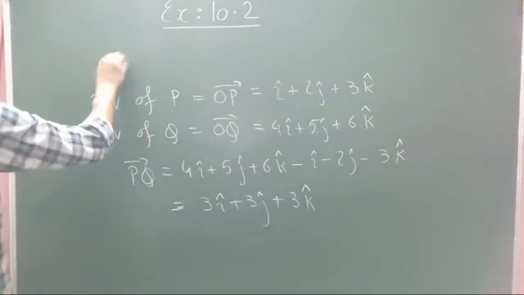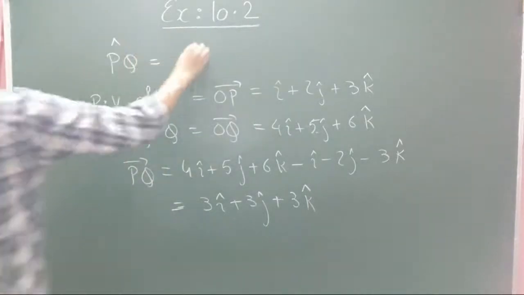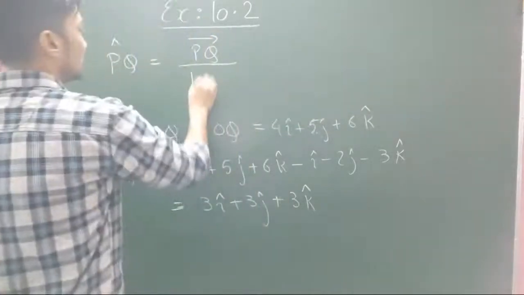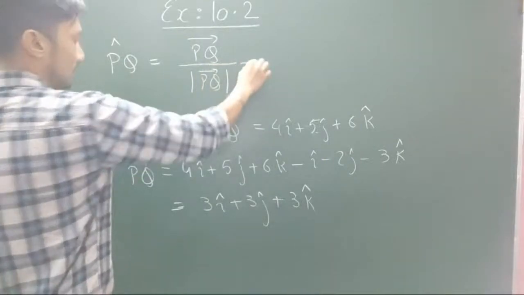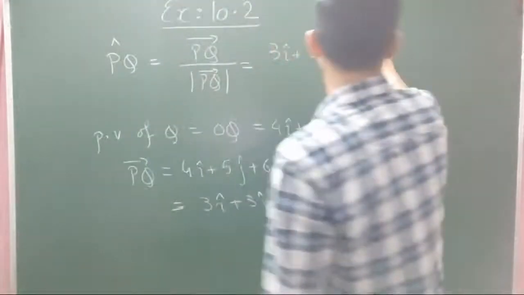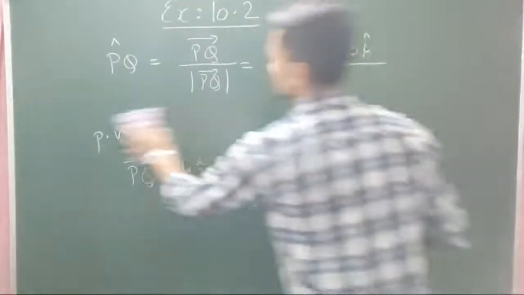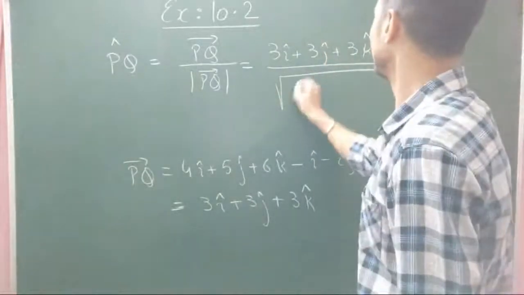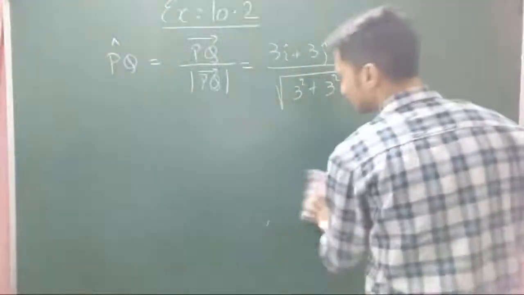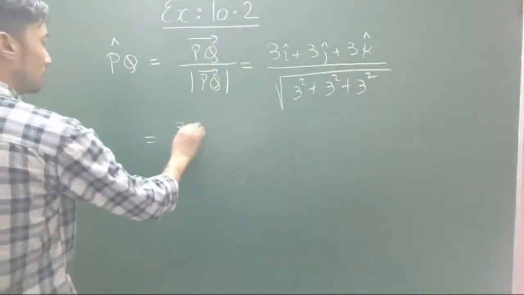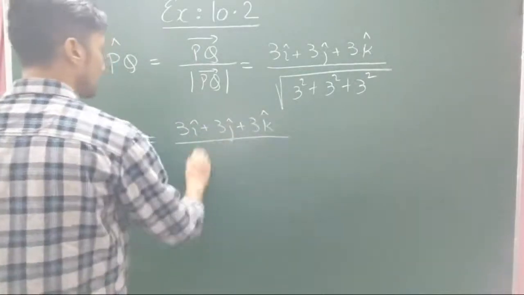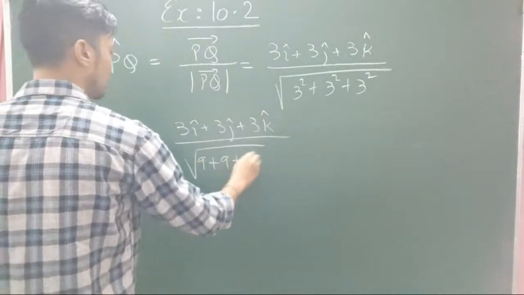So that would again be the unit vector, PQ cap. That would be PQ vector divided by its magnitude. So what is PQ vector? 3i plus 3j plus 3k divided by the root of the sum of the squares, 3 square plus 3 square plus 3 square. So that would be 3i plus 3j plus 3k divided by root over 9 plus 9 plus 9.